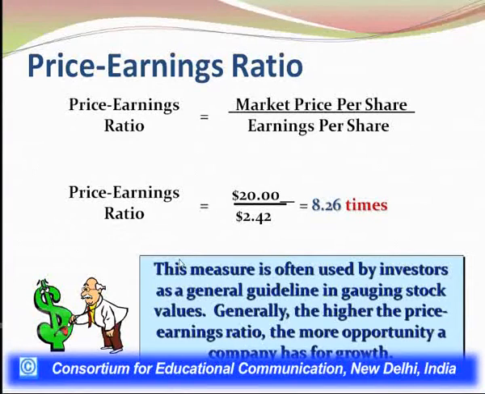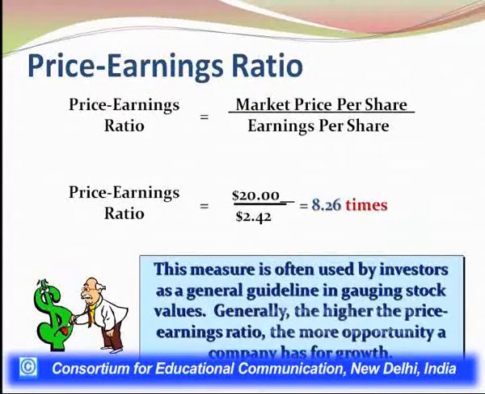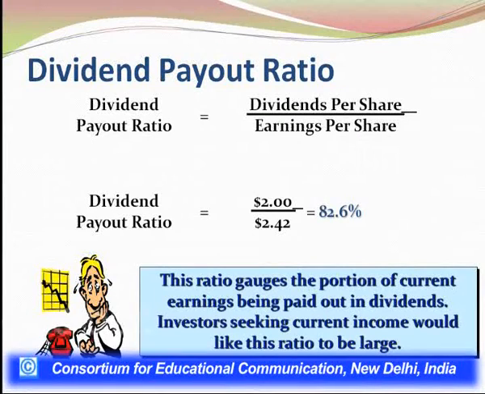Now the third ratio which we use for the purpose of shareholder analysis is the dividend payout ratio. Dividend payout ratio can be calculated by dividing the dividend paid by the company per share by earning per share. It means earning per share is used as the denominator in both ratios, the dividend payout ratio as well as the previous ratio, the price earning ratio. So in both cases, we have earning per share as the denominator.